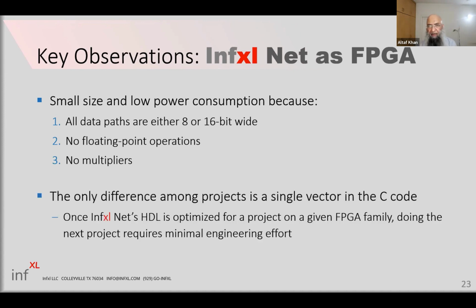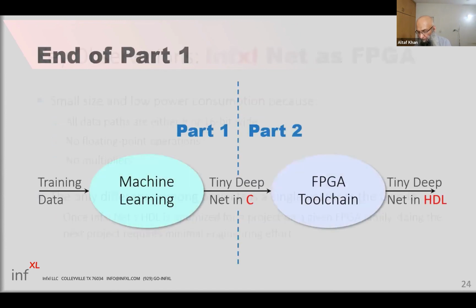That's why the FPGA will be very efficient. The second thing, and I mentioned that earlier as well, is that from project to project, the only thing that changes is that one line of code, that vector. So once you learn how to do it on a given project, doing the next project becomes quite straightforward. Somebody mentioned the FPGA tools are difficult to use. So, get one of these networks implemented. The next one will be quite straightforward. So with that, I conclude part one.